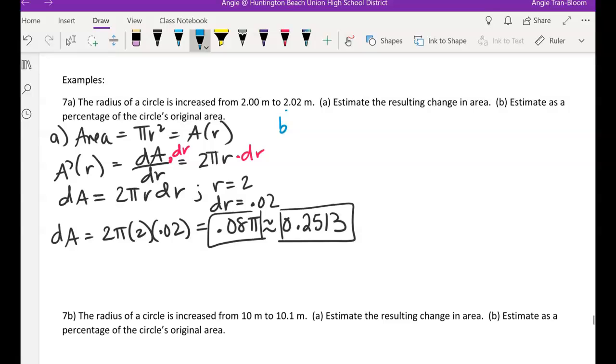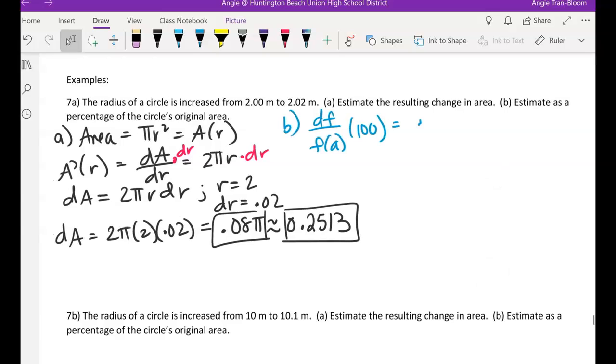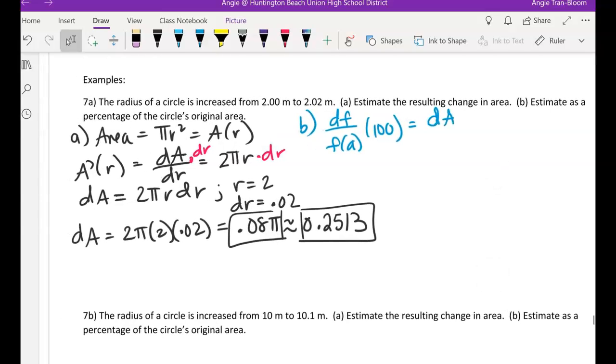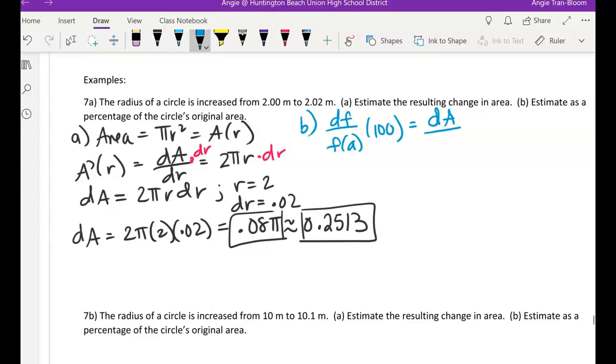B, estimate as a percent of the circle's original area. So that means percentage means df over f of a, and then I'm going to multiply by 100. Well, I don't have f, I don't have df, but I do have dA, right? Because we're talking about area, dA over, I don't have f of a, but I have the area of r, okay?